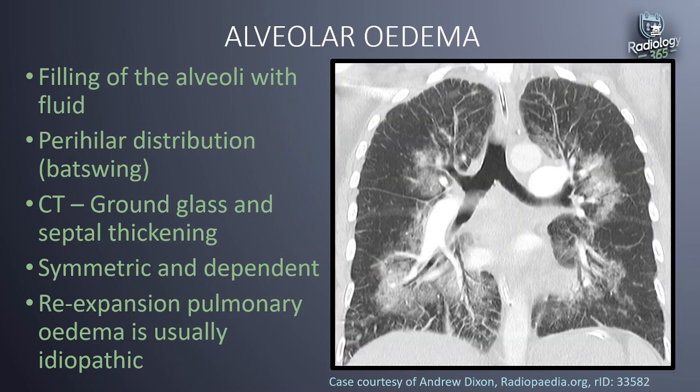Then on this CT, it shows airspace opacity in a central peribronchovascular distribution, which is classic of acute pulmonary edema. There's also smooth thickening of the interlobular septa in the lung bases and in the apices as well, which is consistent with interstitial pulmonary edema. And this correlated with the radiographic findings we saw earlier of Kerley B lines.